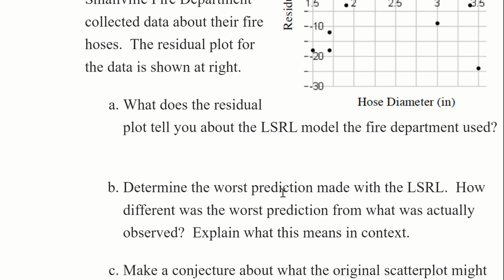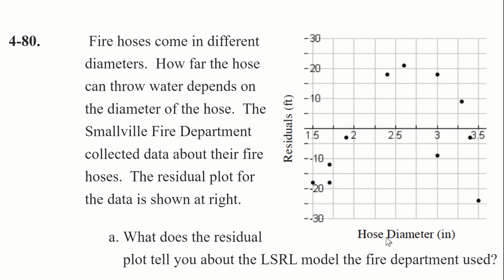Next it says, determine the worst prediction made with the least square regression line. How different was the worst prediction from what was actually observed? Explain what this means in context. So one of those is the worst prediction, and what does that mean in terms of, remember, the residuals here are feet that the hose was able to throw the water, and the x values are hose diameter.